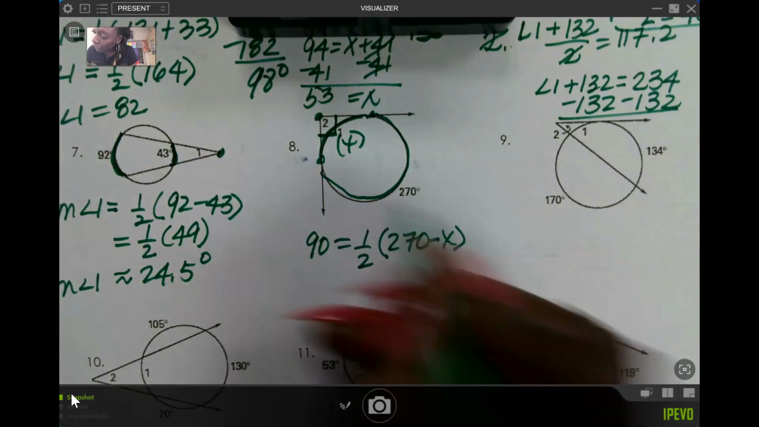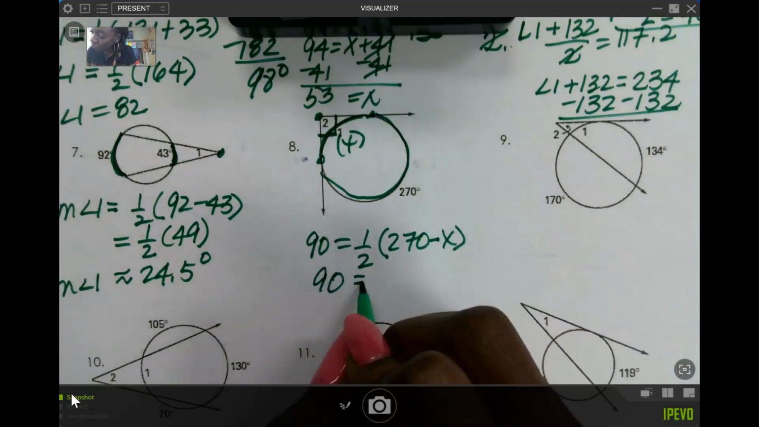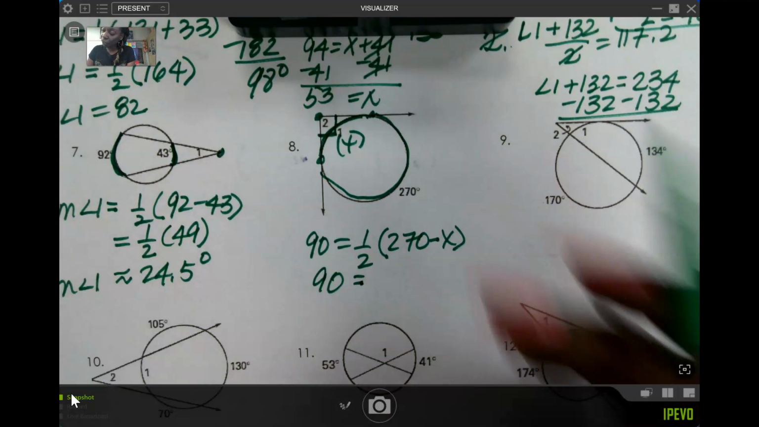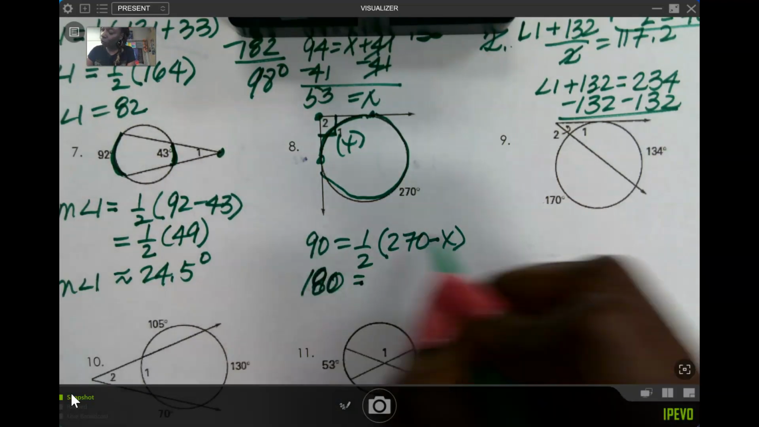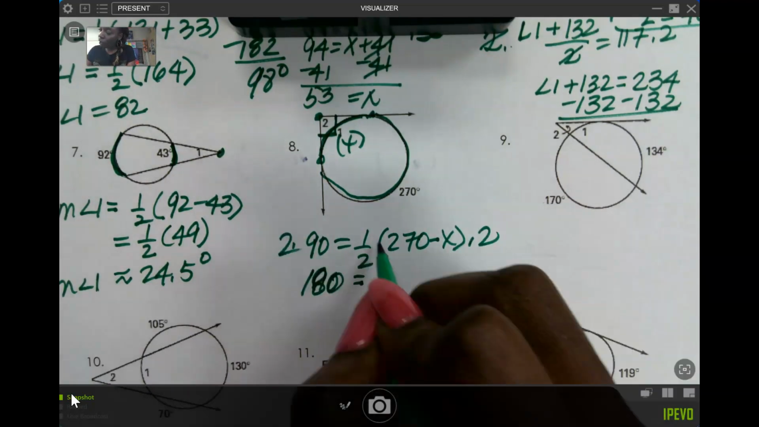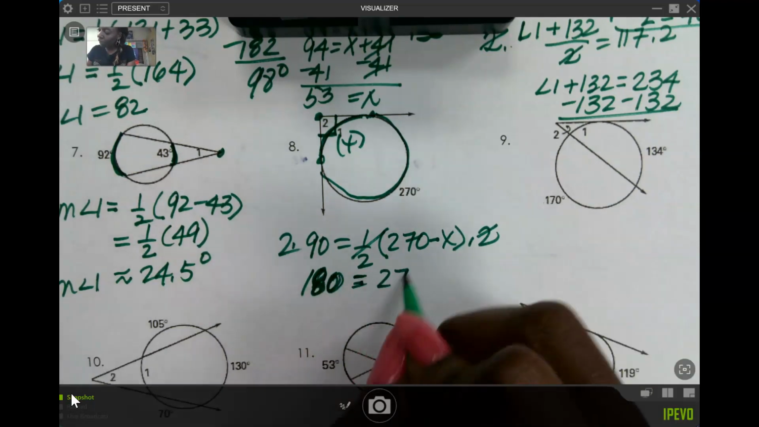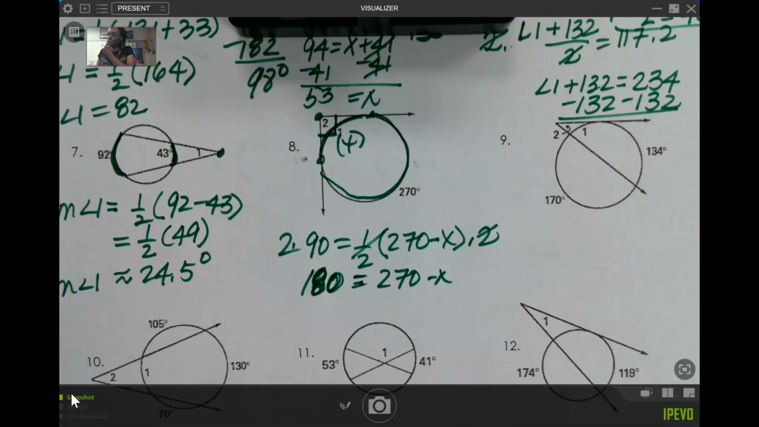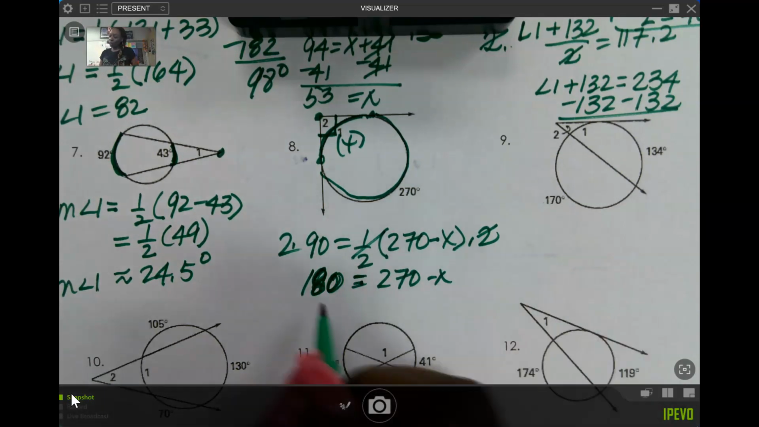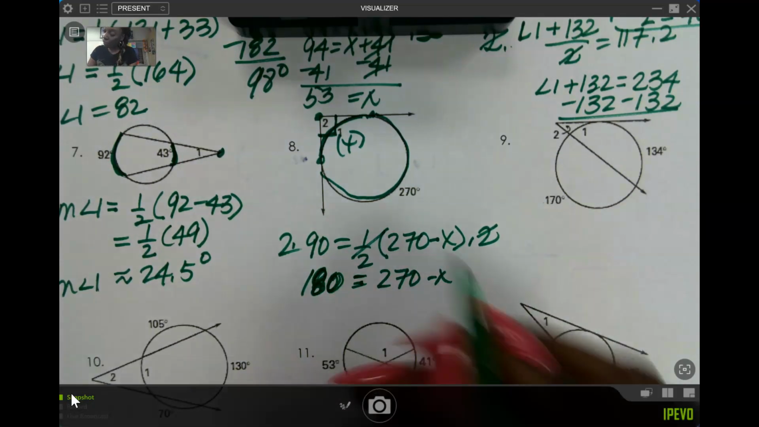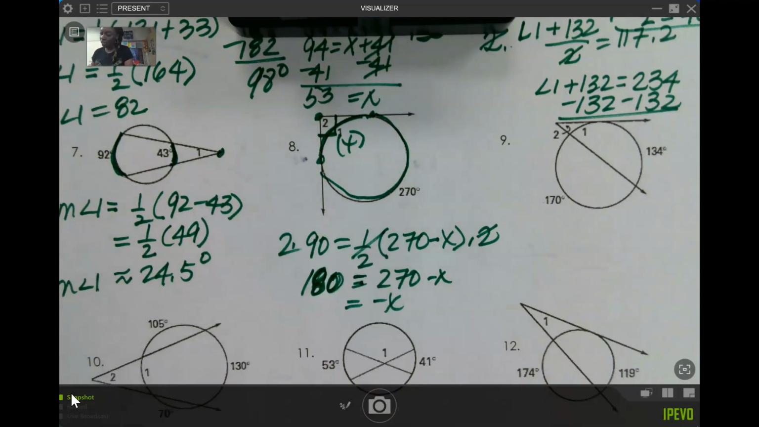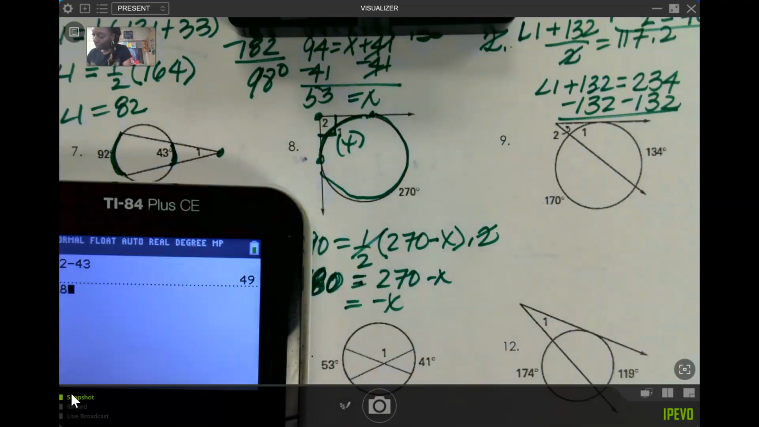So I'm going to say 90 is equal to half of 270 minus x, and I should have went ahead and changed that to 180, right? Let's go ahead and multiply both sides times 2. So 180 is equal to 270 minus x. And so I'm going to go ahead and subtract 270, giving me negative x is equal to 180 minus 270.